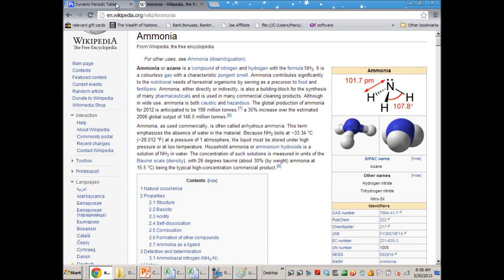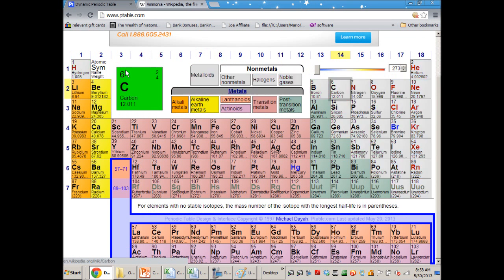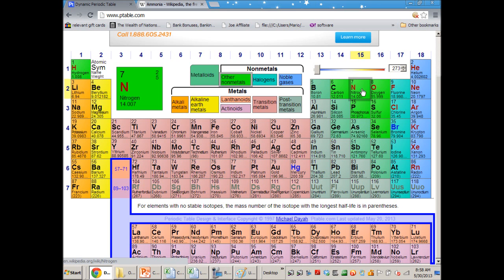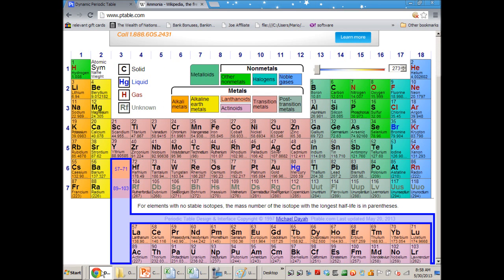Remember, if I go to the periodic table, here's nitrogen, here's hydrogen. If I was to look up the electronegativities, I'd find that things like nitrogen, oxygen, fluorine have higher electronegativities than hydrogen. So hydrogen doesn't have an electronegativity that's very different from carbon. So that's how I think about it.